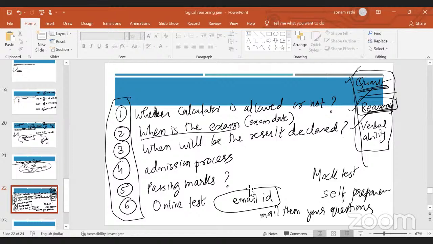My classes will be Monday, Tuesday, and Thursday. This Tuesday I couldn't come because I wasn't well. So my classes will mostly be on Monday, Tuesday, and Thursday. But there can be a change in schedule also. There's a possibility that on Tuesday someone else will come and I will come on Wednesday. So it is not necessary, but for now, mostly I will take your classes on Monday, Tuesday, and Thursday.